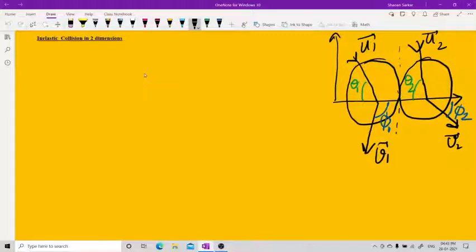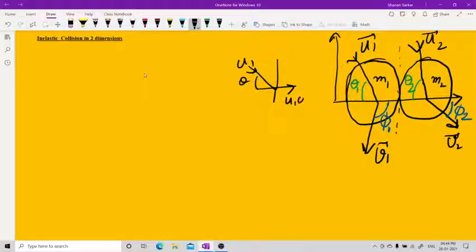So now you see that this is the mass m1 and this is the mass m2. They are coming at certain angles. See, the m1 mass is coming at this angle. Let me draw this. This is u1, and this is coming at this angle. When I resolve it, it will be in this part.